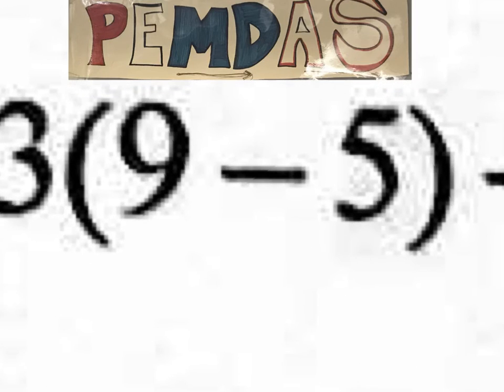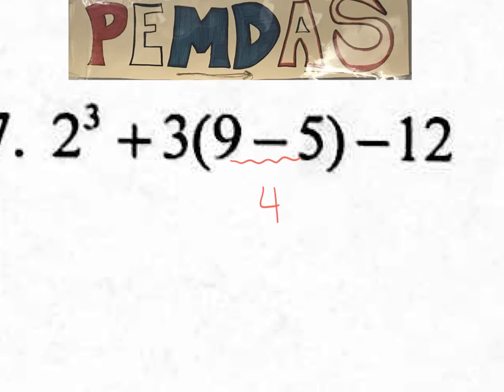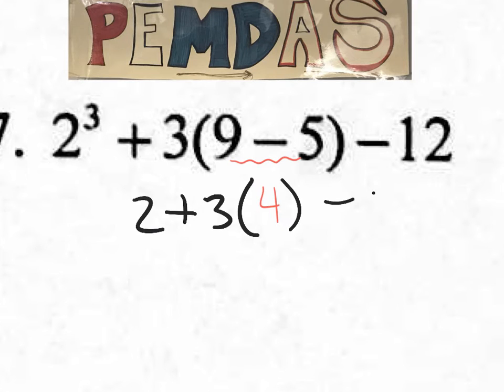Let's zoom in and do 9 take away 5. What's that? 4. This is really 4, right? Okay, so let me zoom out a little and let me rewrite everything. So the 4 is in there. The 3's out here. The plus, the 2, the minus, the 12. Just bring down everything.